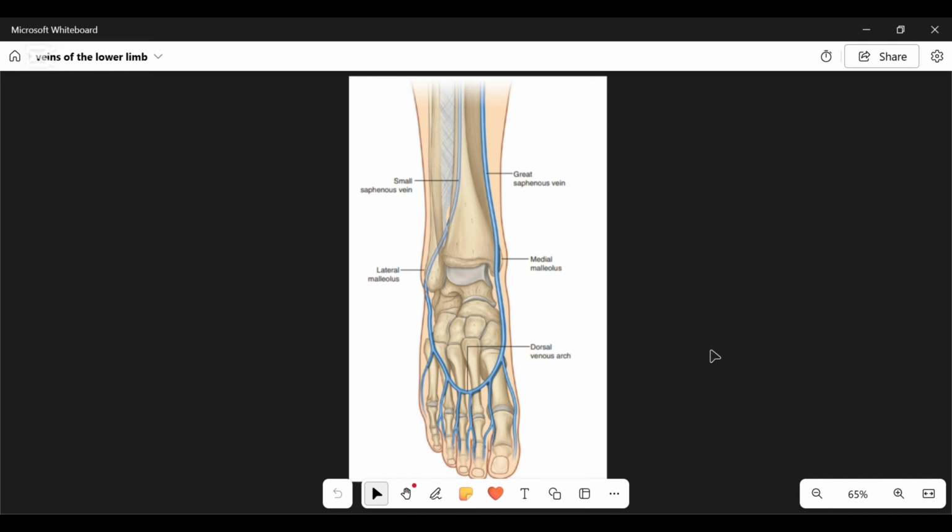So in this photo, we can see the origins more clearly. The great saphenous vein originates from the medial side of the dorsal venous arch, and it ascends up the leg on the anteromedial side. The small saphenous vein originates from the lateral side of the dorsal venous arch, and it goes posterior to the lateral malleolus and ascends up the leg on the posterior side.